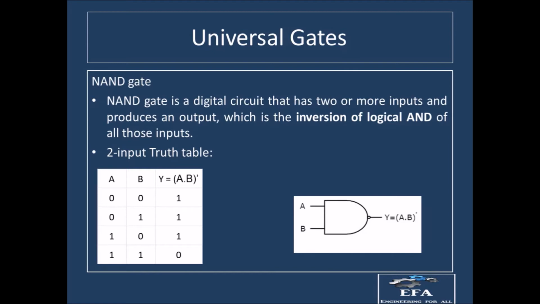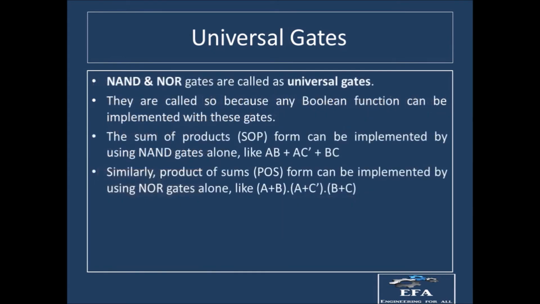Now we'll move on to the universal gates. When you talk about the universal gates, they are of two types. The first is the NAND gate and the second is the NOR gate. Why are these called the universal gates? These are called the universal gates because any Boolean function can be implemented using these two gates, right? Whether we have the AND gate, OR gate, NOT gate, or any complex function with a combination of all these gates, they all can be realized with the help of the NAND gate as well as the NOR gate.